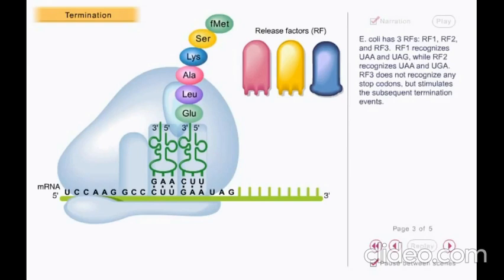E. coli has three RFs, RF1, RF2, and RF3. RF1 recognizes UAA and UAG, while RF2 recognizes UAA and UGA. RF3 does not recognize any stop codons, but stimulates the subsequent termination events.